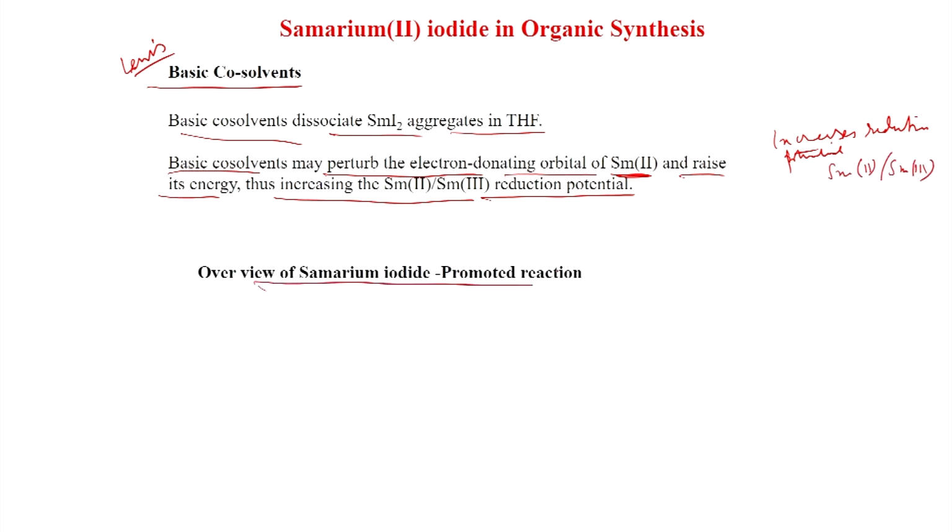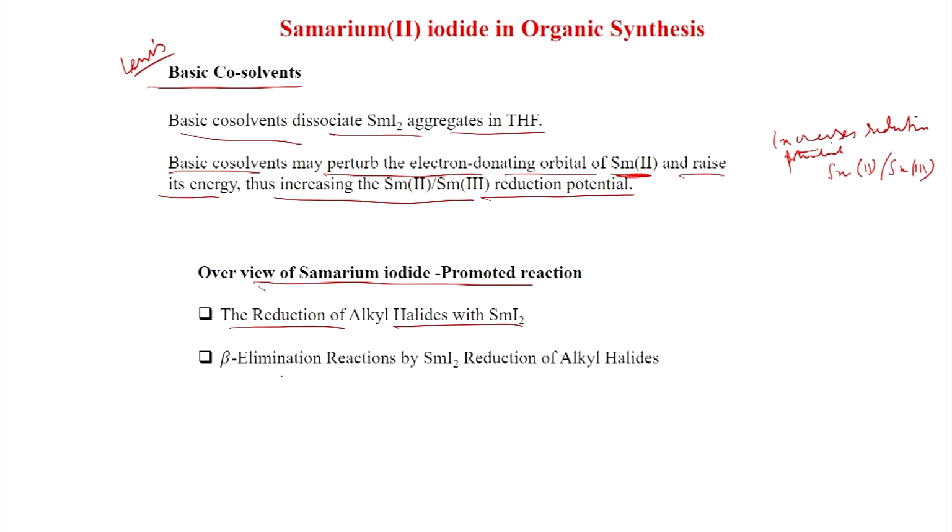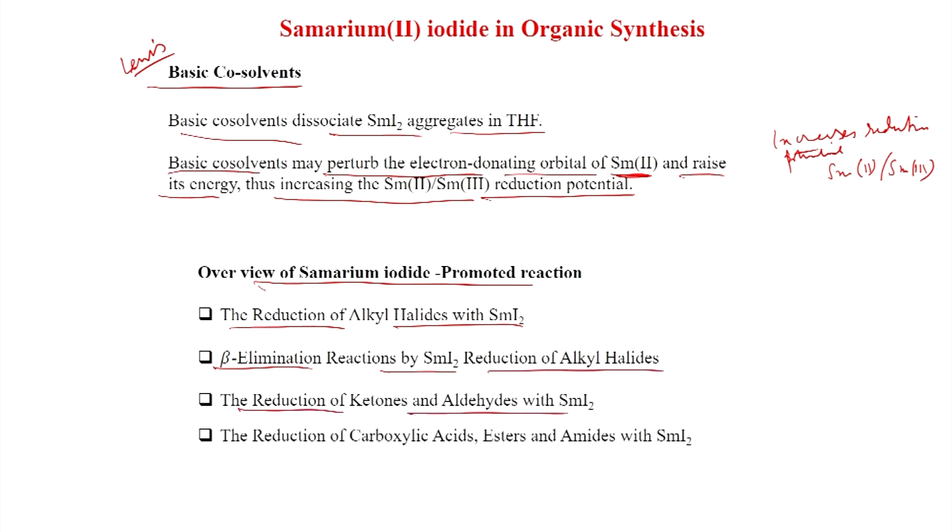Overview of samarium iodide promoted reactions. So, today we will discuss the reduction of alkyl halides with samarium iodide, beta elimination reactions by samarium iodide, the reduction of ketones and aldehydes with samarium iodide, and the reduction of carboxylic acid esters and amides with samarium iodide.